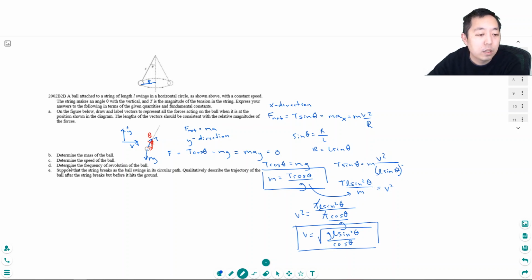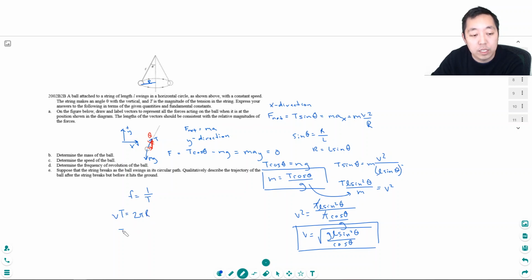Okay. Determine the frequency of revolution of the ball. The way I do frequency is it's 1 over period. f equals 1 over period. The period, you can use some of the angular acceleration equations, but I just kind of reason out what the period is. The period is the time it takes to travel around. I know it's velocity times time. Velocity times its period will be the distance it's traveled, which is 2 pi r.